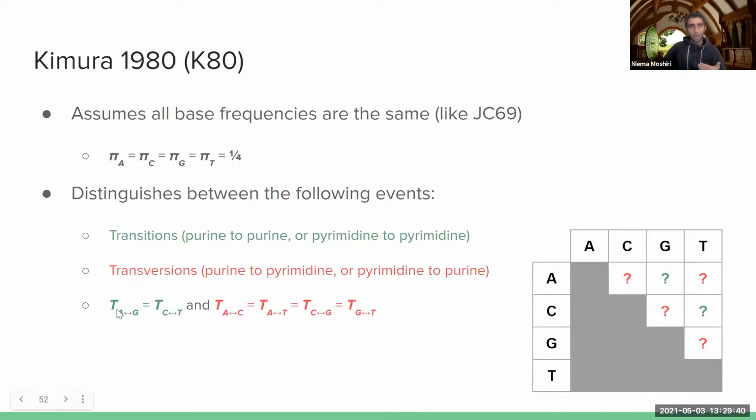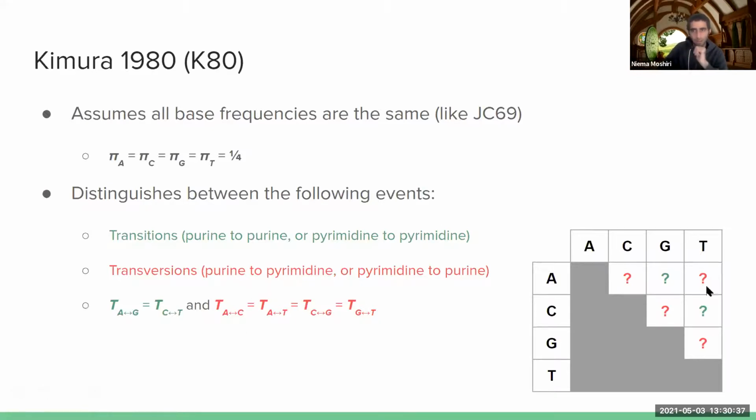So what this model is doing is saying that going from purine to purine, or going from pyrimidine to pyrimidine, so staying within your same class of nucleotide, is one type of event. These are called transitions. And these have equal rates, like this and this have the same rate, the rate of a transition. And transversions, going from purine to pyrimidine, or from pyrimidine to purine, have a different rate. A to G and C to T are both transitions, and these two have an equal rate. These 4 transversions have a different rate, but are equal to each other.